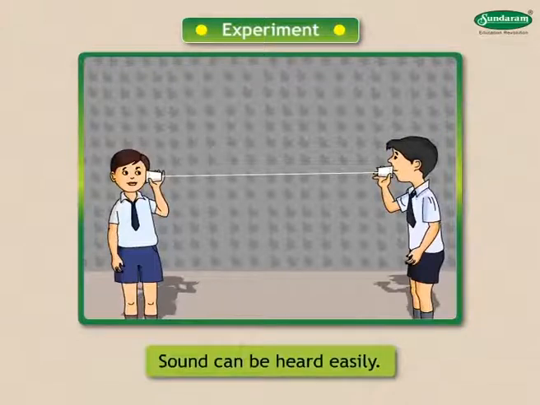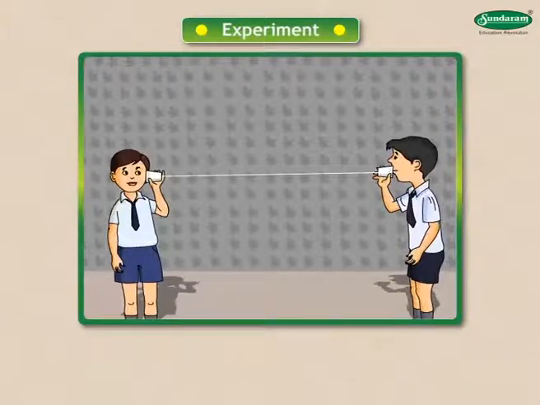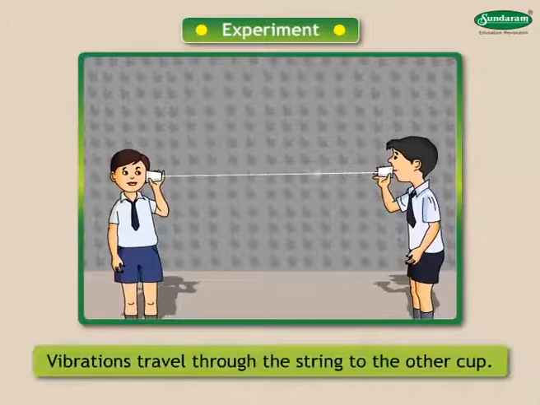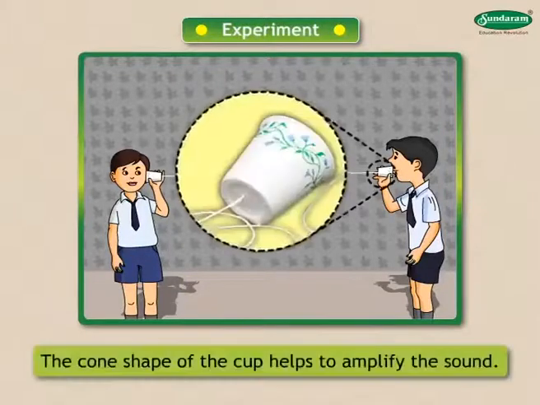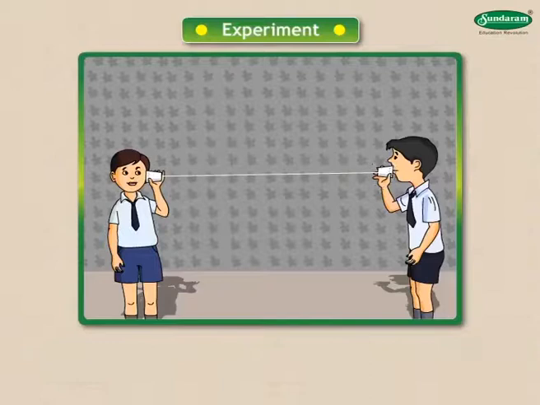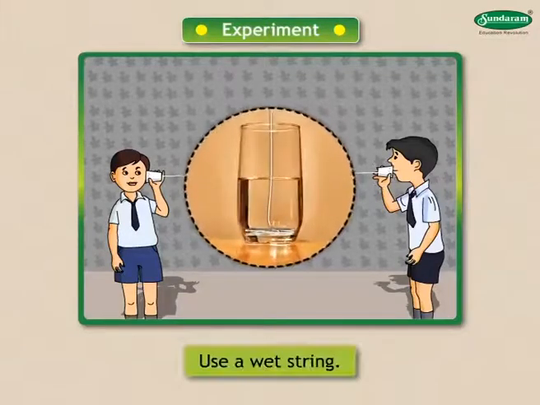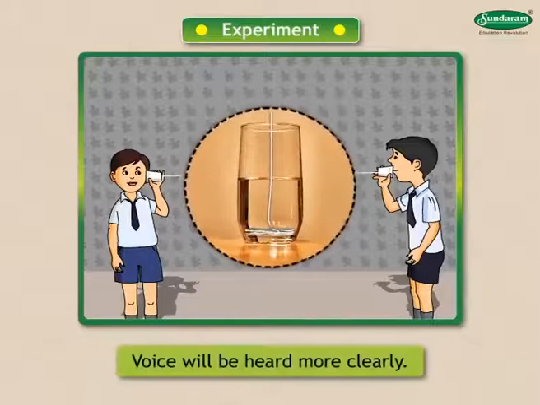How does this happen? The paper cups vibrate when you speak. These vibrations travel through the string to the other cup, and that cup too vibrates. That is how your friend can hear you. Besides, the cup is cone-shaped, and this helps to amplify the sound. If you wish to hear better than this, use a wet string. Your voice will be heard more clearly.